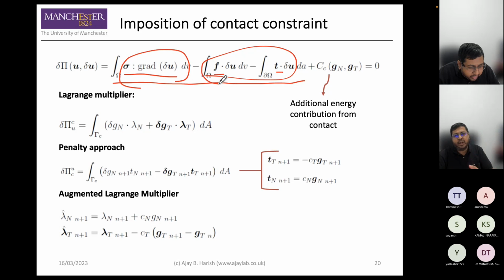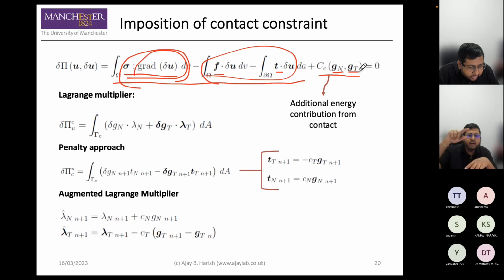So this is the work done by the body forces and surface tractions, and this is just energy stored in the body. So what we are going to do is add an additional term, which is a function of Gn and Gt. When I say Gn, I mean the normal distance between the two bodies, and when I say Gt, it is the tangential distance between the two bodies. So we can assume that the two bodies are not just moving normal to each other, but they can also be moving tangential to each other.